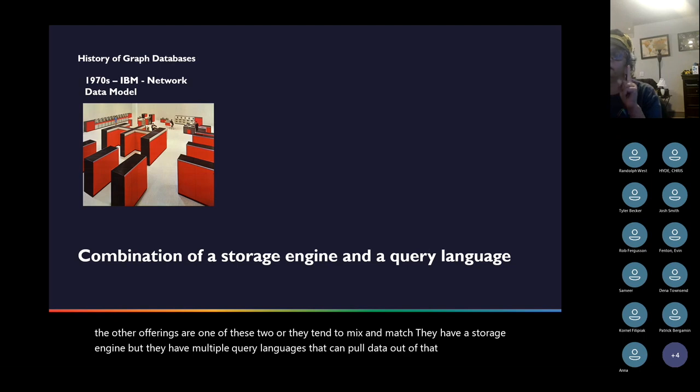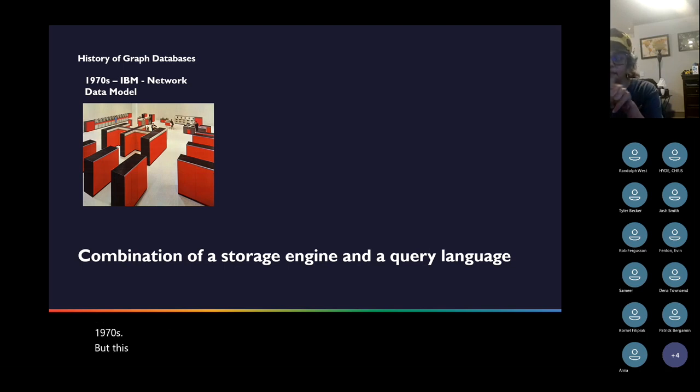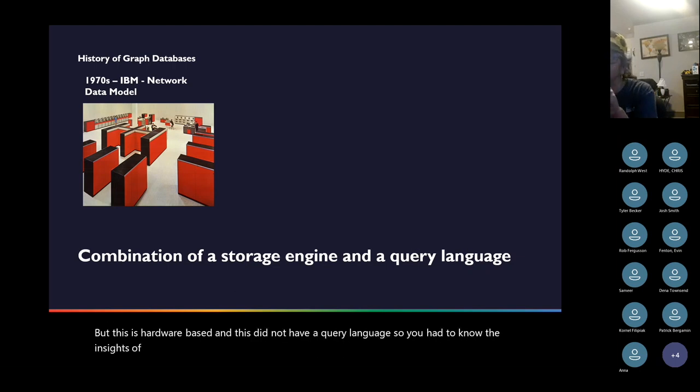So essentially the first graph database was the IBM network data model. This was in the 1970s, but this was hardware based and did not have a query language. So you had to know the insides of the hardware if you wanted to use it. But this was the original graph database, what IBM made for their network data model, somewhere in the 1970s.